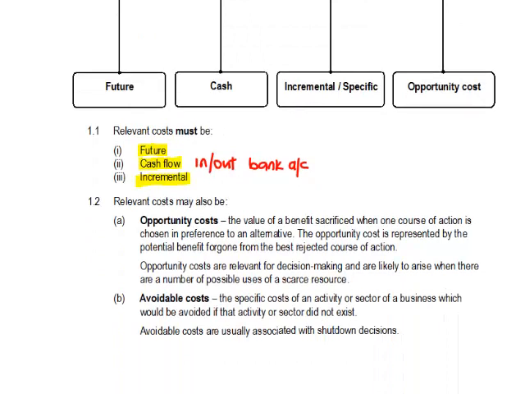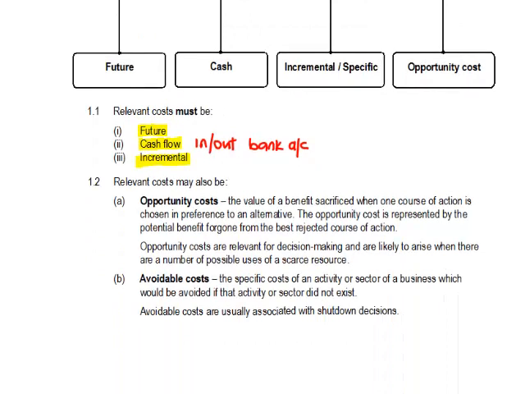Relevant costs also might be opportunity costs. Now, opportunity costs can be defined in a number of different ways. So one way of thinking about an opportunity cost is a benefit sacrificed because we decide to do one thing in preference to an alternative. Sometimes we tend to think about this in terms of a benefit foregone from a course of action that would have been the best course of action as an alternative to the one that we're going to take.